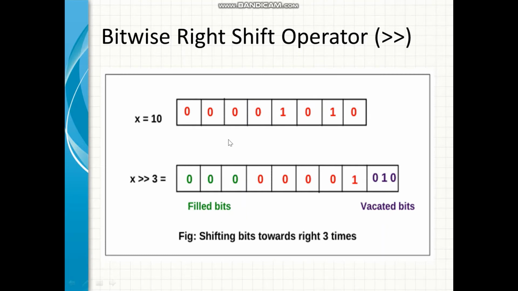So now what happens? This will be removed. These three, I want to remove 3 bits. So here 1, 2, 3. These 3 will be vacated. See, 0, 1, 0, and now it has moved towards the right. So whatever empty spaces are here will be filled with zeros. These green color zeros are the filled zeros. So this is vacated and this will be filled with zeros.